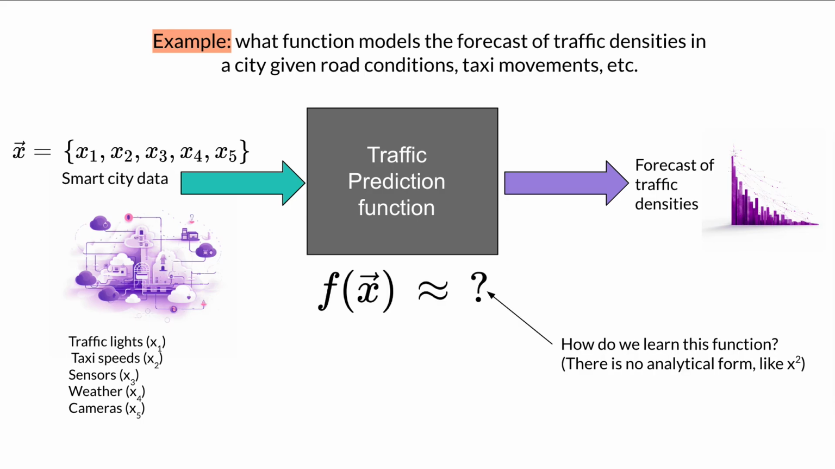Again, we don't know what this function is. There's no mathematics book. There's no algorithm we can look up. There's nothing we can look up that would tell us how to map the input data to forecasts of traffic densities. It's some complex hidden function, latent function, and our hope is that the neural network would learn it. So the question is, how do we learn this function? Well, we're going to get to that.